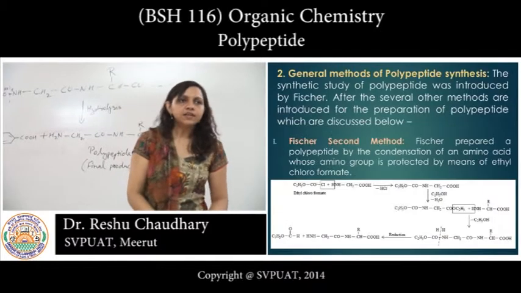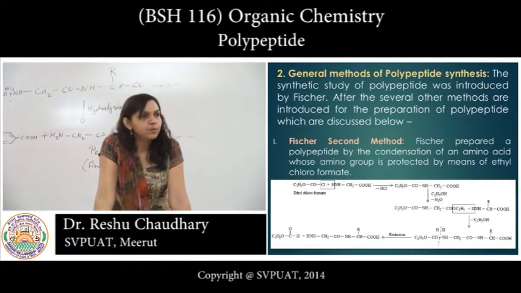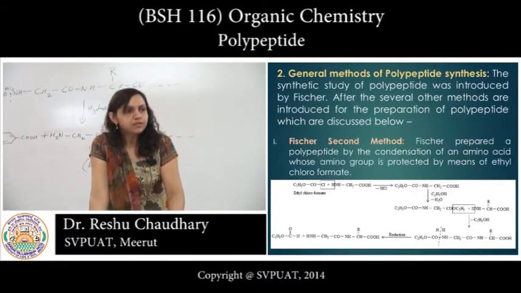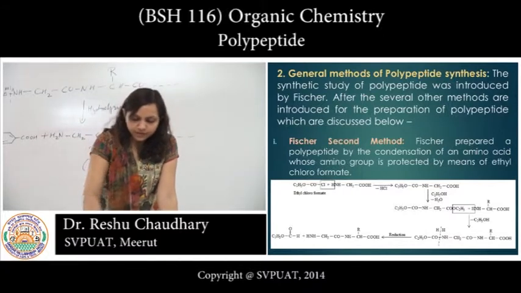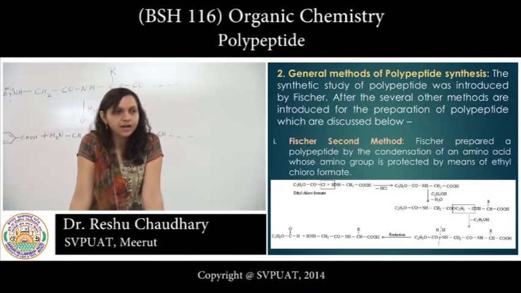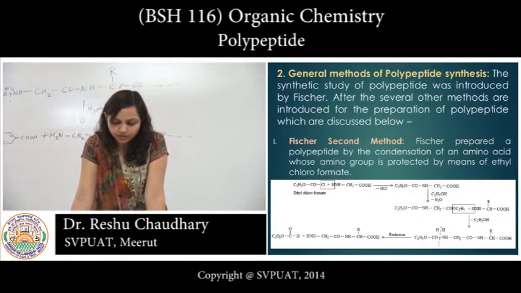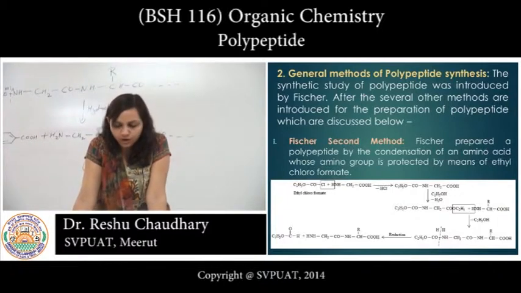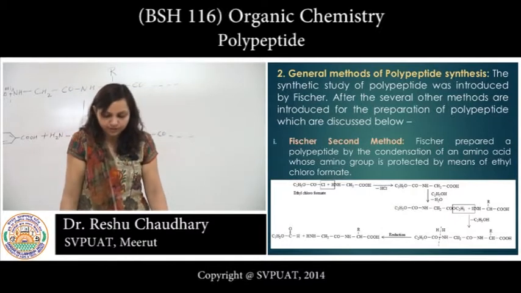Now, the second type of synthesis method is the general method for polypeptide synthesis. The synthetic study of polypeptide was introduced by Fischer. After that, several other methods were introduced for the preparation of polypeptide, of which the first one is Fischer's second method. In this, Fischer proposed a polypeptide by the condensation of an amino acid whose amino group is protected by means of ethyl chloroformate.